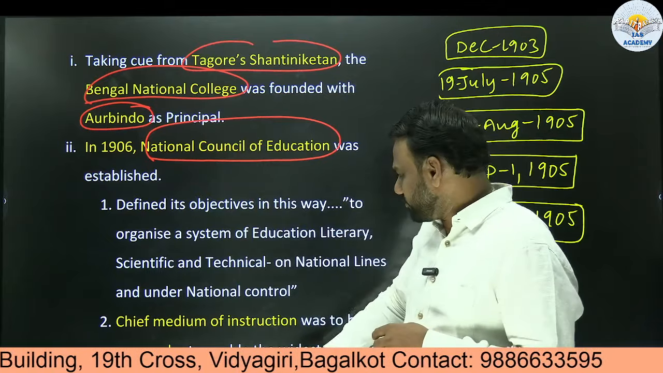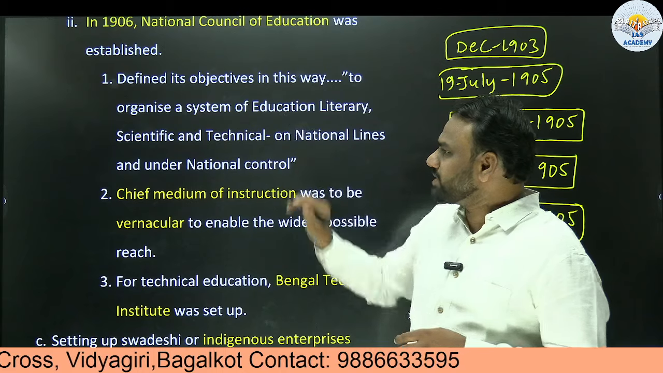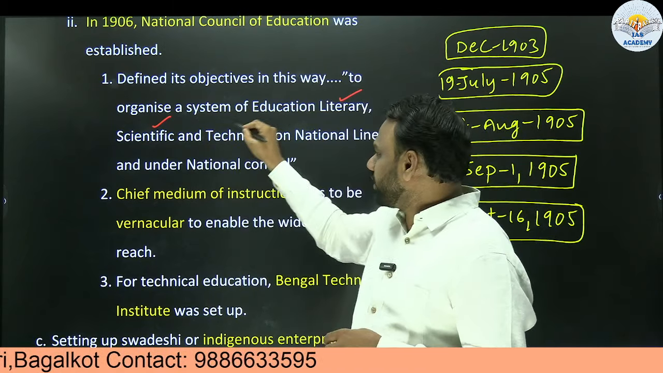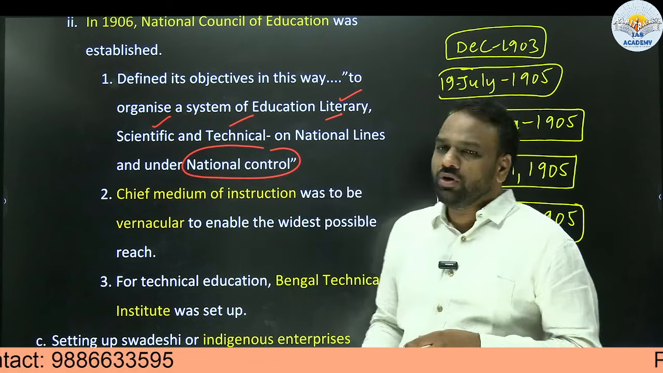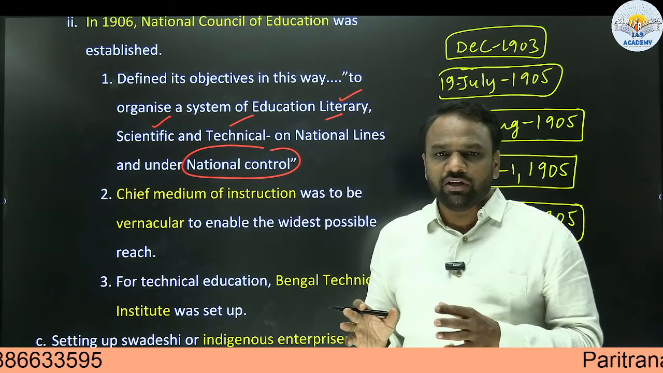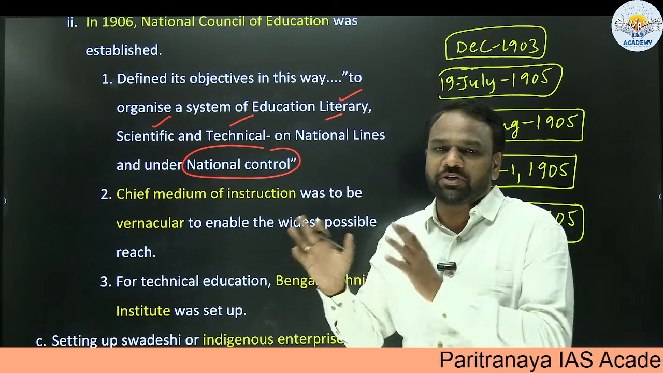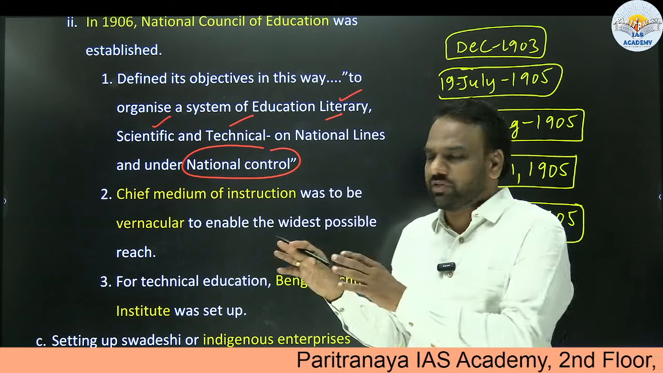Okay, as part of Swadeshi movement, what are its objectives? To organize a system of education, whether it is literary education or scientific education or technical education, on national lines and under national control. So all these different types of education should be beneficial to our nation. In that format, we have to frame our educational system. This was the goal of the National Council of Education, which was set up as part of the Swadeshi movement.